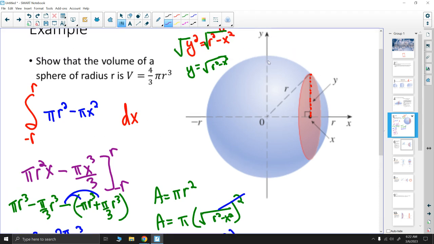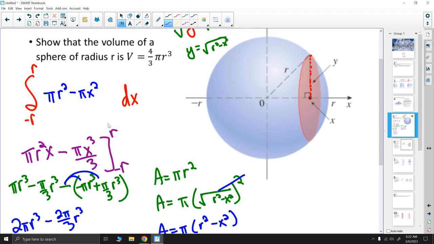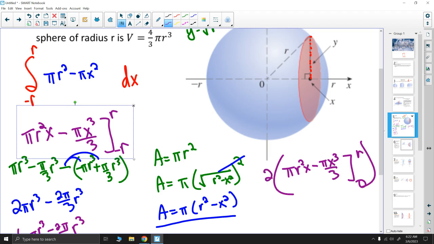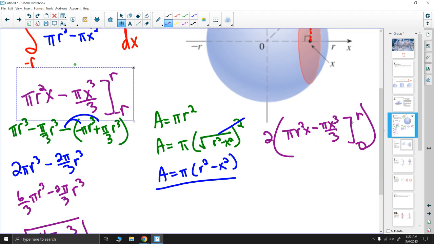Now, a few things to note is that if we have a sphere here, or really any kind of shape that is symmetrical, we didn't really have to integrate it from negative r to r. We could have integrated it from 0 to r and then just doubled it, which if you're lazy like I am, I tend to do. So real quick, the integral is still the same. The only difference is this portion here, that if we took pi r squared x minus pi x cubed over 3 from r to 0, and then just doubled it, then that should also end up with the same thing. So let's double check.